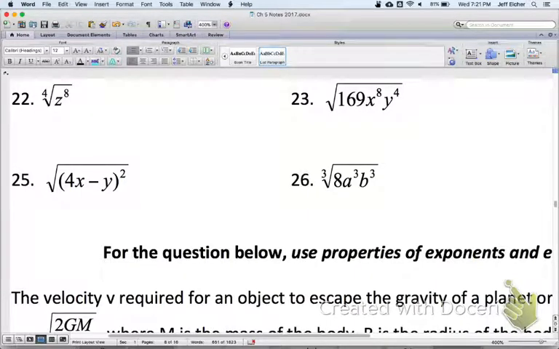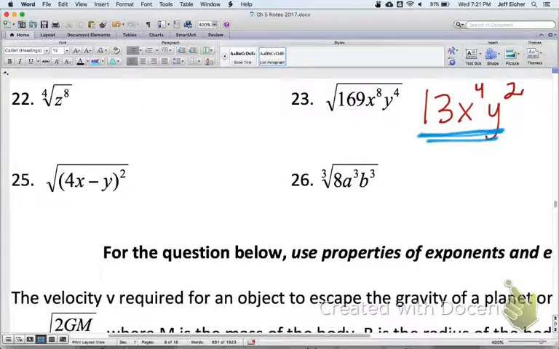Let's look at 23. The square root of 169 is 13. The square root of x to the 8th is x to the 4th. And the square root of y to the 4th is y squared. Do we need absolute value bars? Is it possible for this expression to equal a negative number? I hope you said no, you do not need absolute value bars. That is our final answer.